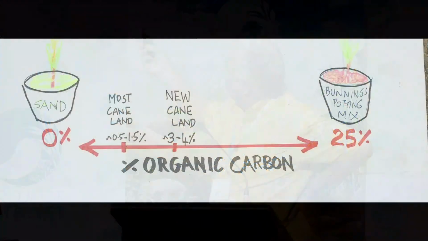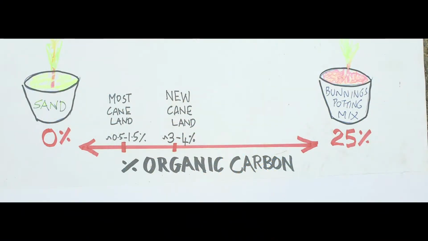And then think of a good potting mix or a good compost up the other end. Now they're the 2 bookends. New cane land, when you first open it up, might be 3 to 4%. And then with our cropping, we strip the carbon, and you'll find most of the Queensland soils are between 0.5 and 1.5. And that's why we need so much N. We know that you can grow cane in sand, but you've got to put a lot of inputs in. Up this other end, you probably don't need much at all.